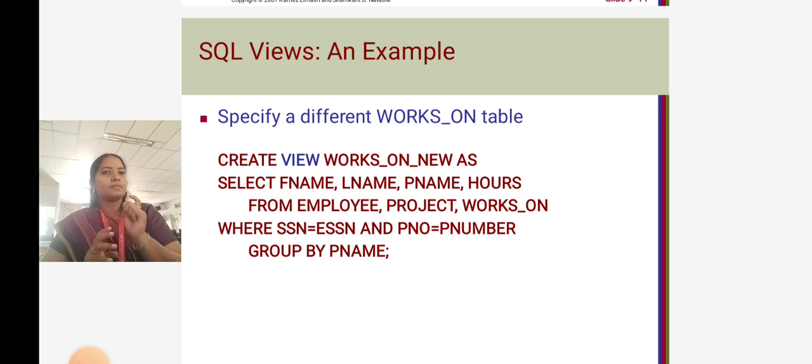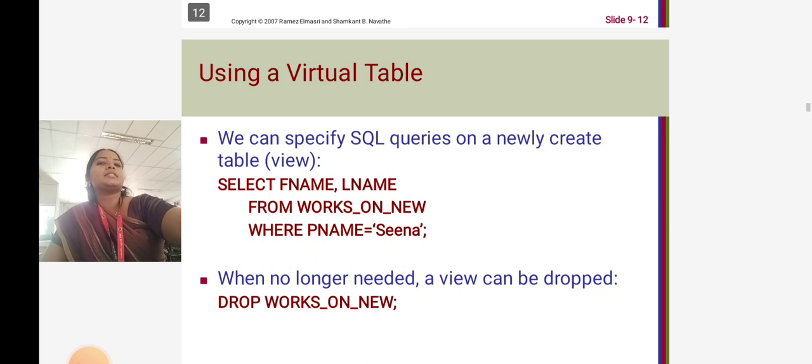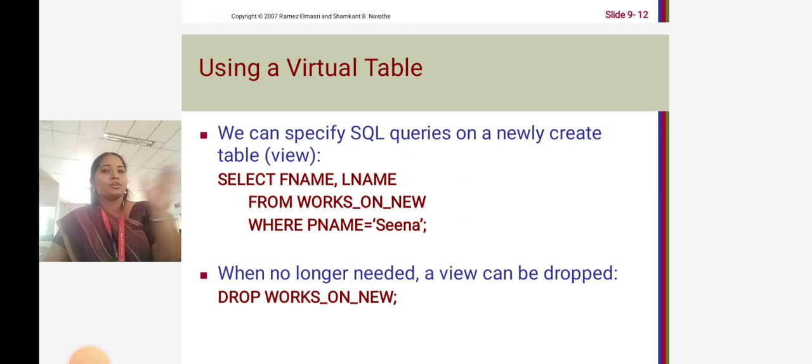CREATE VIEW WORKS_ON_NEW AS SELECT Fname, Lname, Pname, Hours FROM EMPLOYEE, PROJECT, WORKS_ON WHERE Ssn = Essn AND Pno = Pnumber GROUP BY Pname. Group by groups only by the values of a group.